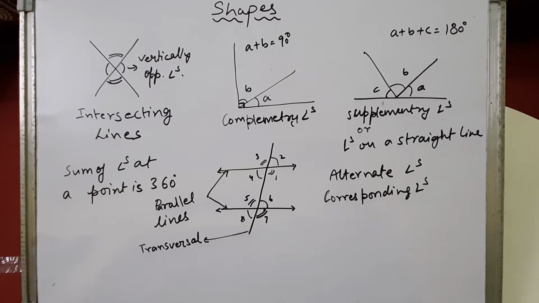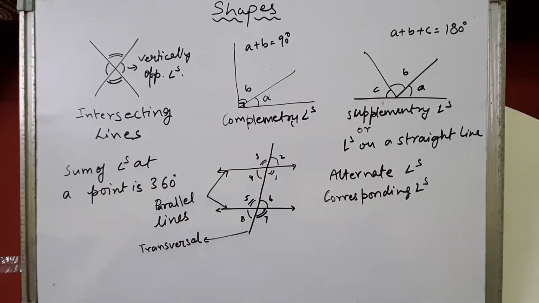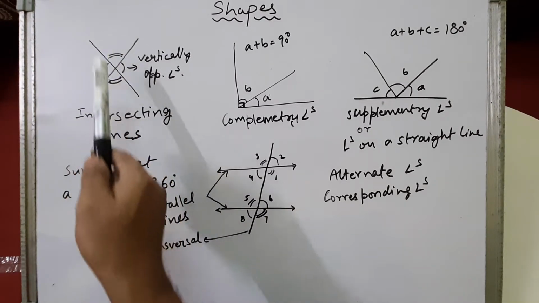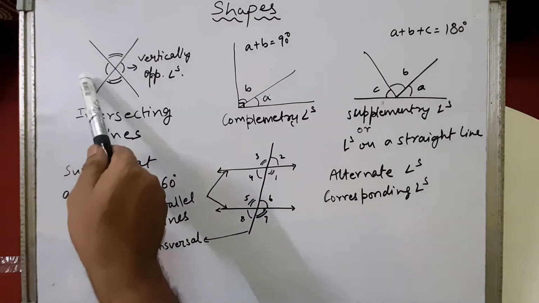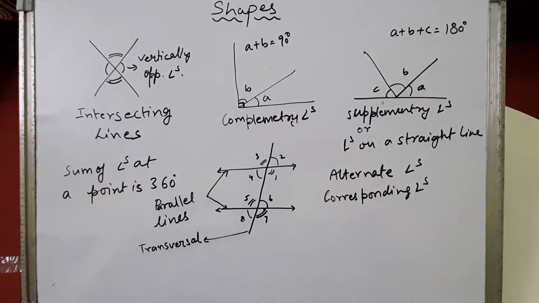Okay. For example, we know that if two lines intersect with each other, they are called intersecting lines, right? And whenever the lines intersect or cross each other, you can see four angles being formed: 1, 2, 3, 4. Now you can see this angle and this angle are opposite angles. So this type of angles, whenever formed by the intersecting lines, the opposite angles will be called vertically opposite angles, right? And vertically opposite angles are equal to each other. This is a property of vertically opposite angles.